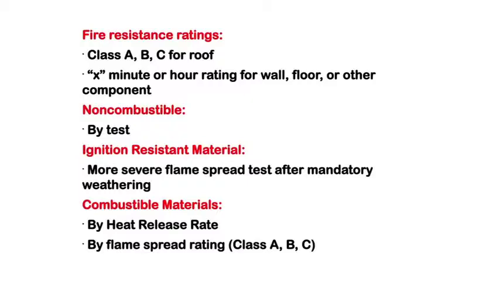Ignition resistant material. Incorporated in this is that it has to be weathered according to a certain standard and then pass this flame spread test. There's a particular way that this has to be tested, and it's a go, no-go kind of test. It either is or it isn't an ignition resistant material. And then combustible materials: you can use certain things to evaluate differences in combustibility, like the heat release rate if you can find it. Easily findable is the flame spread rating of the material.